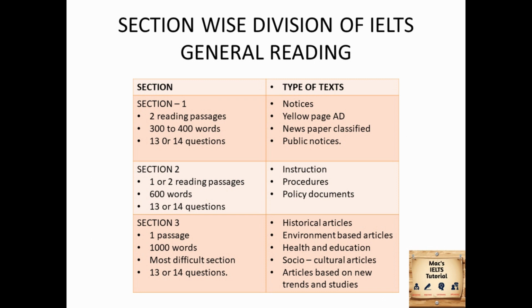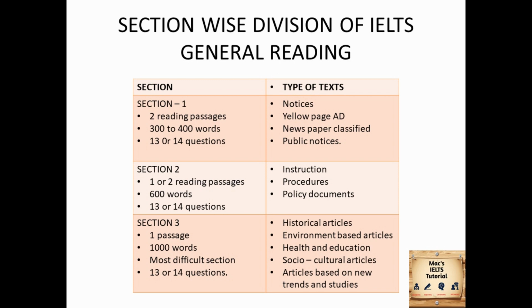Now, let us discuss in detail about the section wise division of IELTS General Reading Test. The first section consists of two reading passages whose length is 300 to 400 words, followed by 13 or 14 questions. The type of text under this section may be public notices like a change in traffic, or yellow pages ad, or a newspaper ad from the classified section.